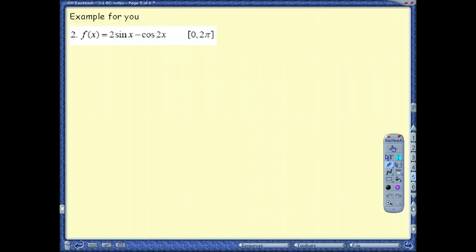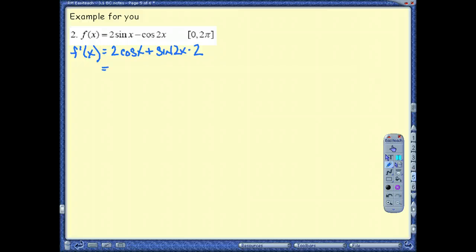We're on a closed interval, so we want to find the derivative. Notice I have a little chain rule here. Taking the derivative of 2 sine is 2 cosine. The derivative of the cosine of 2x is negative sine of 2x. You've got the negative already, so that's going to change that, times the derivative of the angle. A chain rule: derivative of the trig function times the derivative of the angle.